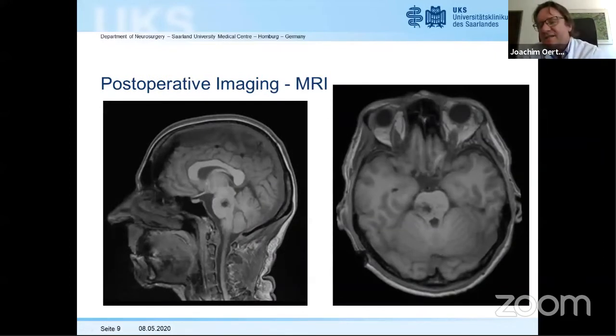The patient is actually improving, which is very unusual. Usually you're happy when they stay the same. But the patient has improved with a gait ataxia. Trigeminal numbness remains the same. But you see here, when you compare, that the parenchyma of the brainstem has much more space than before. And because of this decompression of the brainstem, I think that she's improving so much.